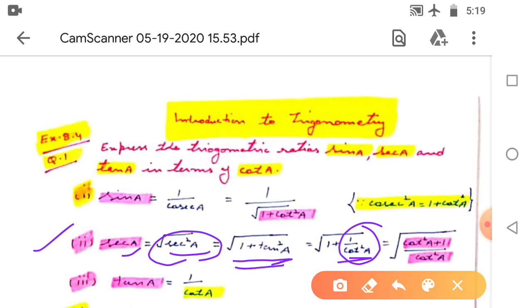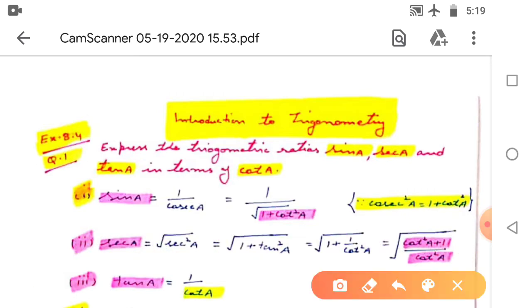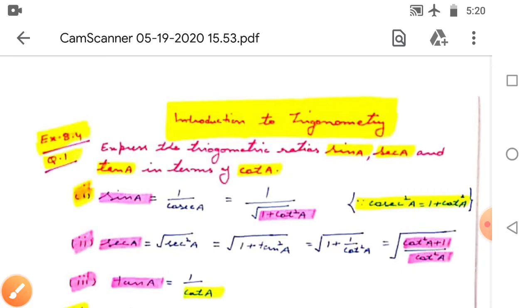Now you take the LCM. Cot square A is the LCM, and in the numerator we have 1 plus cot square A. So finally the value of sec A in terms of cot A is square root of 1 plus cot square A upon cot square A. Clear? Now third is tan A. Okay, we know this, tan A is equal to 1 upon cot A.